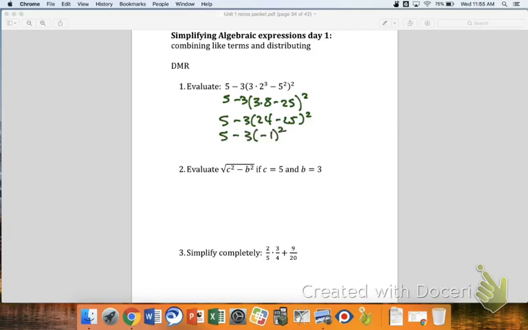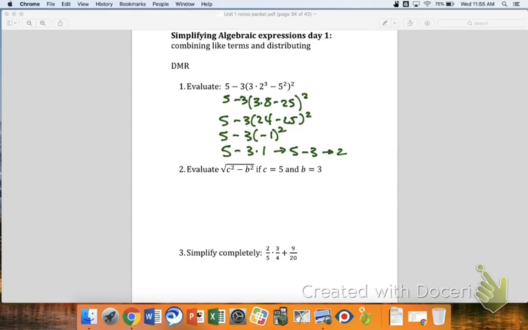Okay, anybody see another good step here? -1 squared. And when you square -1 inside the parentheses, you end up with? 1. So 5 minus 3 times 1, and 3 times 1 is 3, and 5 minus 3, we should end up with a 2. You guys feeling okay about that one? Any questions? Okay, awesome job.